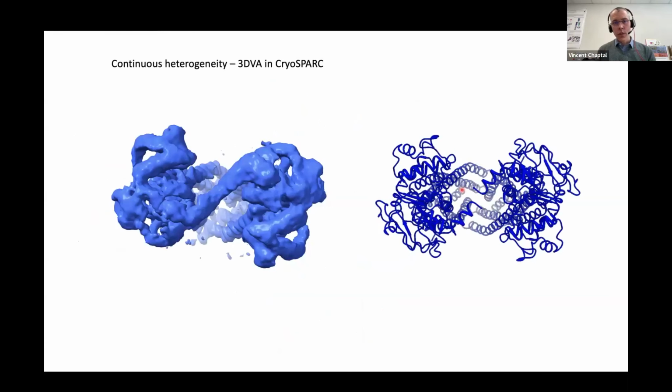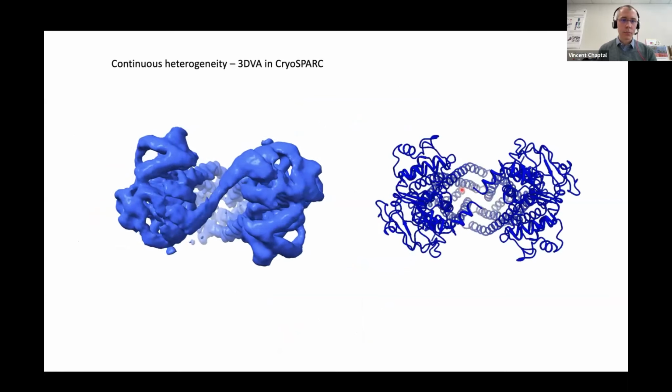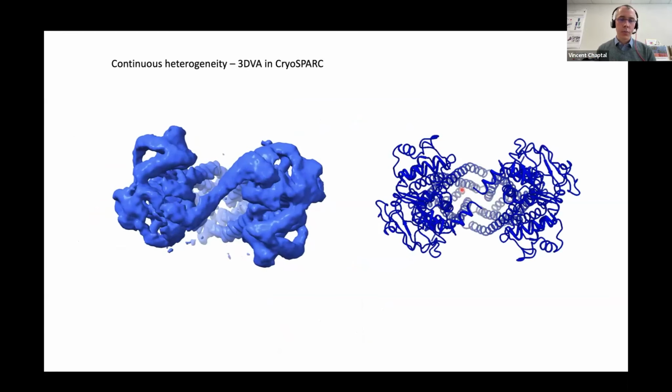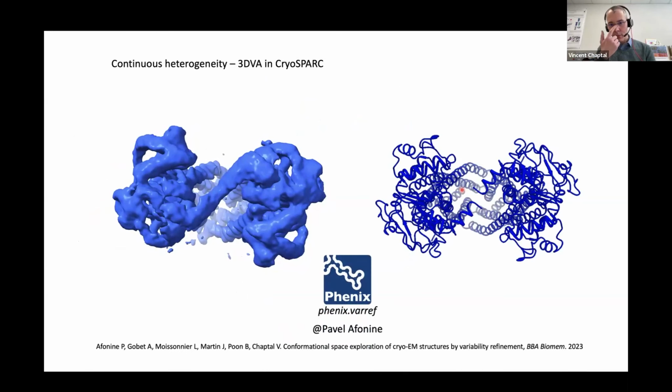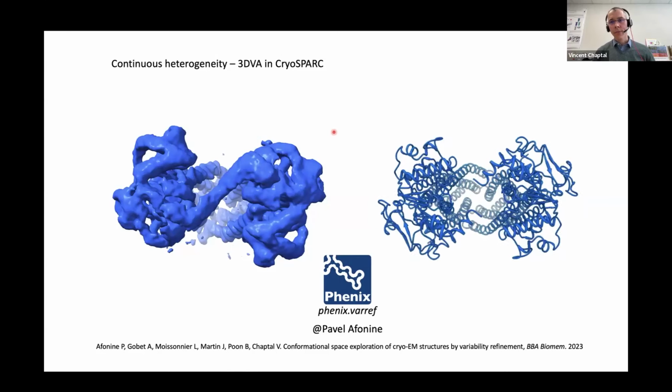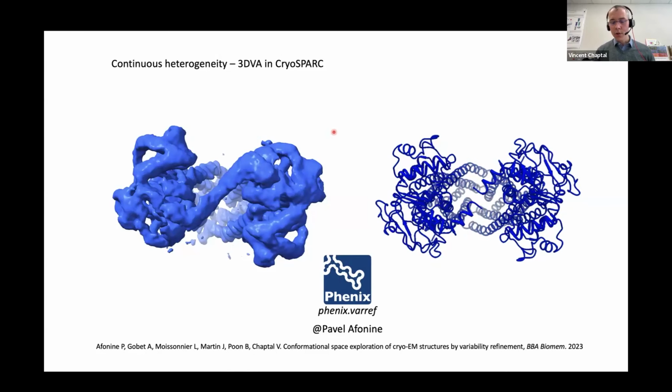And what we see when we did this 3D variability analysis, for example, 3D VA in CryoSPARC, is that we end up with these beautiful motions. We can see the protein move, and it's wonderful. I think it's really amazing, but it's very difficult to analyze. So for that, I created this software called Variability Refinement, VARREF, and it's available in Phenix. We teamed up with Pavel Afonine to do that. It basically refines an ensemble of PDBs inside this ensemble of maps, and we end up with this. Then we can use standard PDB tools to analyze the structure.